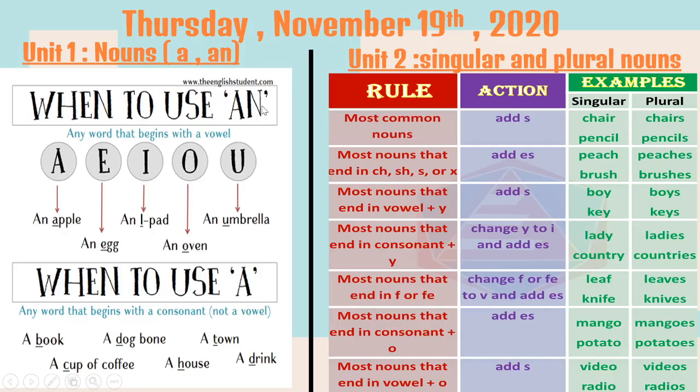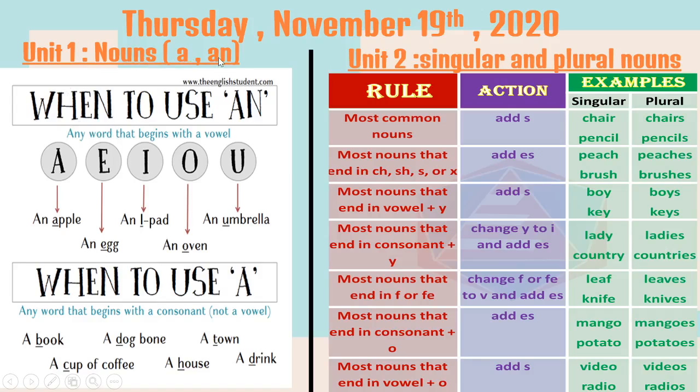But if the word begins with a consonant, not a vowel, we need to use a. Example, book. So book, this one is the letter B. So B, is this one a vowel or not, everyone? Great, it's not, right? So for book, we need to use a: a book, a dog, a town, a cup of coffee, a house, and a drink.